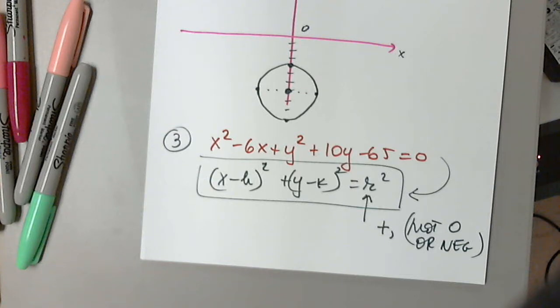If it's negative, that's a totally different story. It's not a circle. The right-hand side: if the right-hand side is 0, the circle is a point. If the right-hand side is negative, that's not a circle.